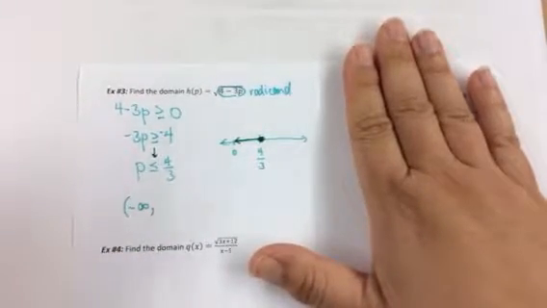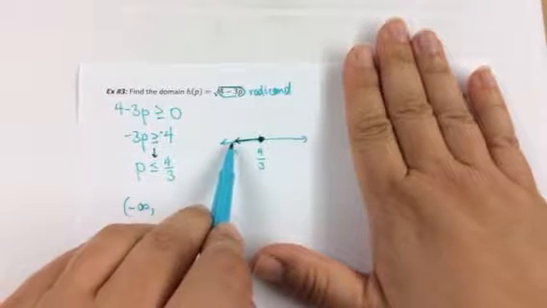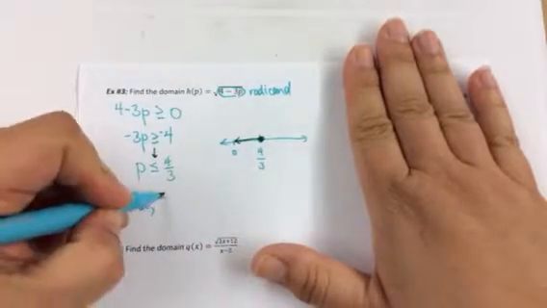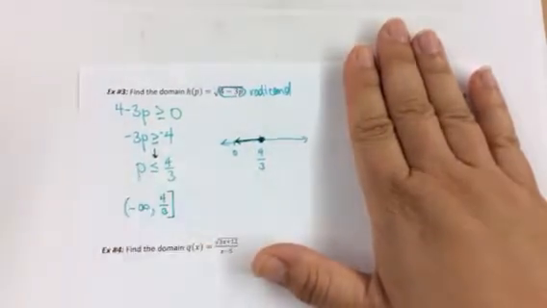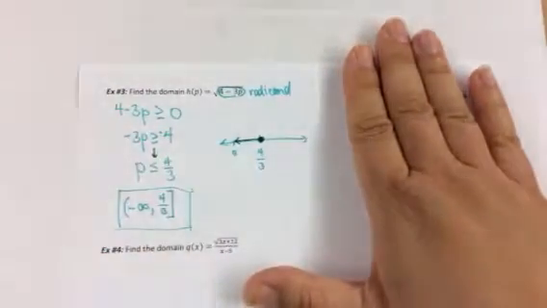Everything we do in math, we're reading it like a book. So negative infinity is way out to the left, and we're still including all these numbers. We're even including 4/3, but we're not including anything over there. So that's the domain in interval notation.